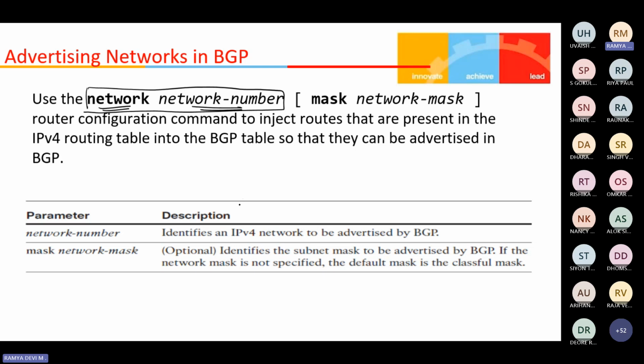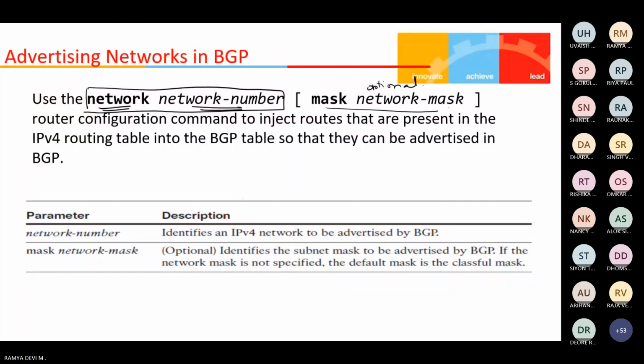The network number will identify the IPv4 network that is to be advertised by BGP. Together with that, we can even provide the mask, together with the network mask. But this one is optional. It will provide the subnet mask for the advertised network. Since I've told you it is an optional one, if it is omitted, BGP will use the default classful mask. It is not classless mask. It will be using classful mask.